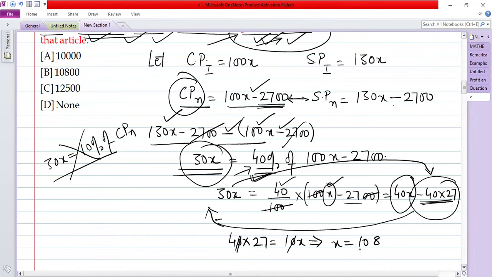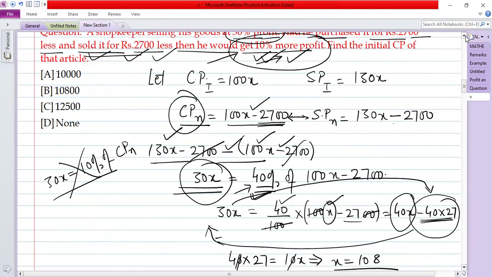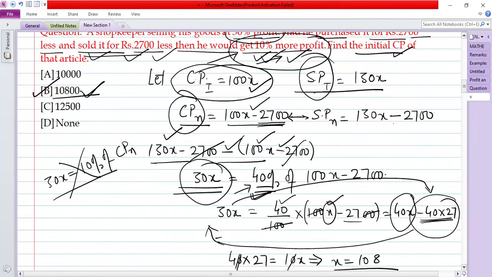It will be 108. So now the initial CP. What was the initial CP? 100x. So what is x now? 108. So the answer will be 10800. This will be the initial CP. Once again, someone may ask what is the initial selling price, what is the new cost price, what is the new selling price. Anything can be asked.